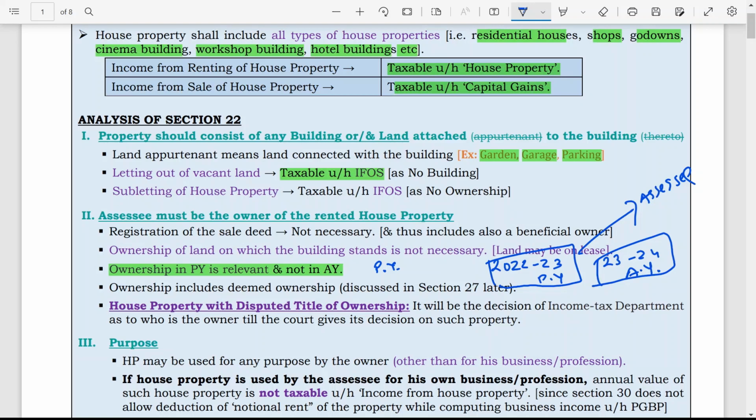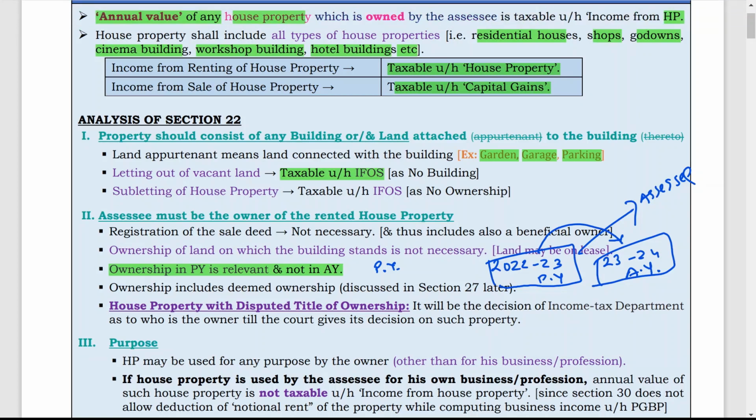So whatever income is generated in 22-23 is taxable in the assessment year, and in that assessment year he is not the owner. So can we say that it is income from house property? Yes, obviously we can say that it is income from house property. The reason is very simple, because in the previous year he is the owner of the property. Now ownership includes deemed ownership. I already gave you one example of deemed ownership. For house property with a disputed title of ownership, it will be the decision of the income tax department as to who is the owner till the court gives its decision on such a property.